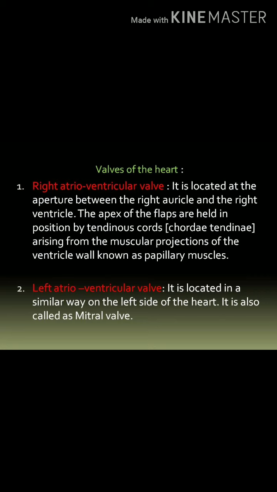Second valve, the left atrioventricular valve, is called the bicuspid valve. It is located in a similar way on the left side of the heart. It has two cusps or flap-like structures, so it is called a bicuspid valve, or a mitral valve. It is located between the left auricle and left ventricle. Between the left auricle and left ventricle, one valve is there, that is called the bicuspid valve.